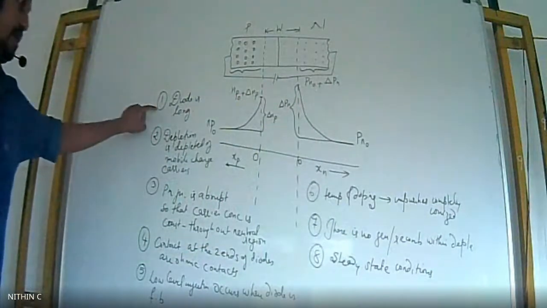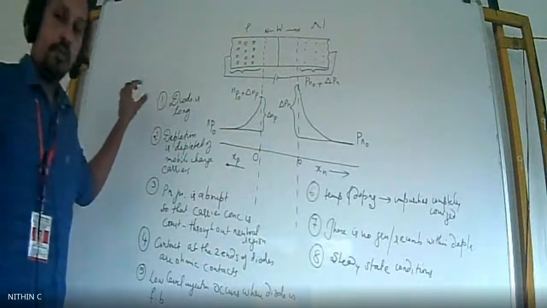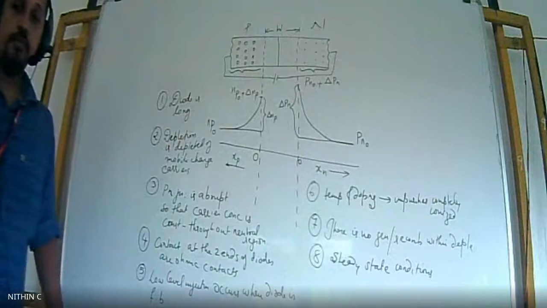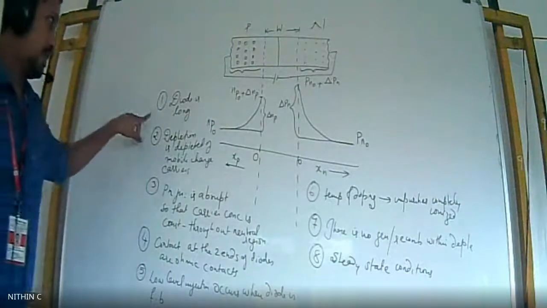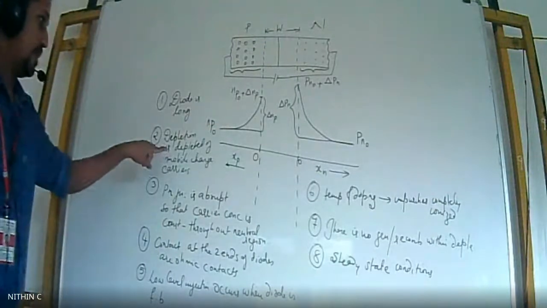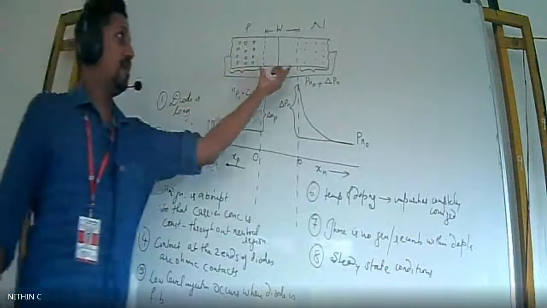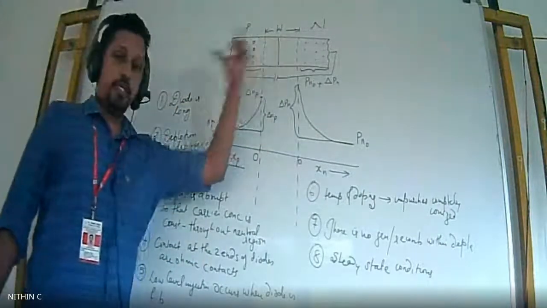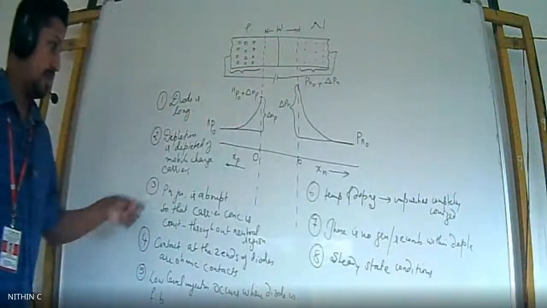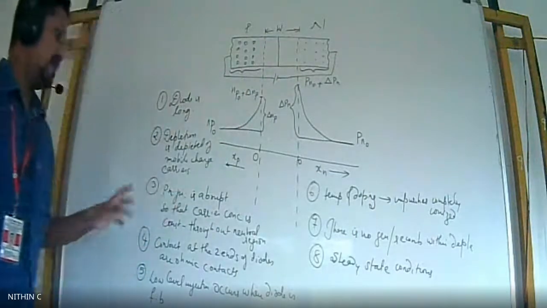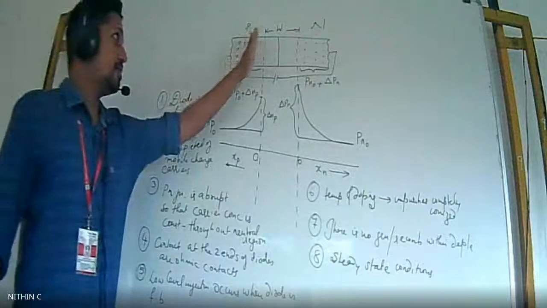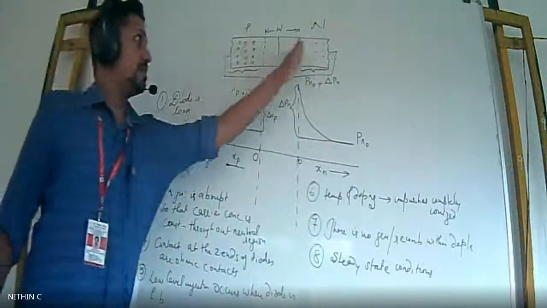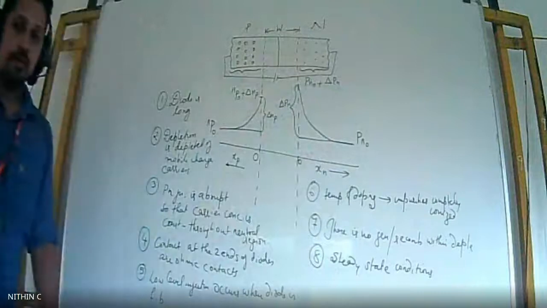The first one says that the diode is long, which means that the neutral N and P regions are long enough when compared to the minority carrier diffusion length. The second point states that the depletion layer is completely depleted of mobile charge carriers. We only have immobile ions in this space. The third assumption states that the PN junction is abrupt, which means that the carrier concentration is constant throughout the neutral regions.